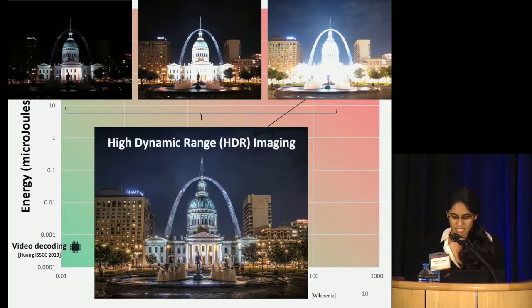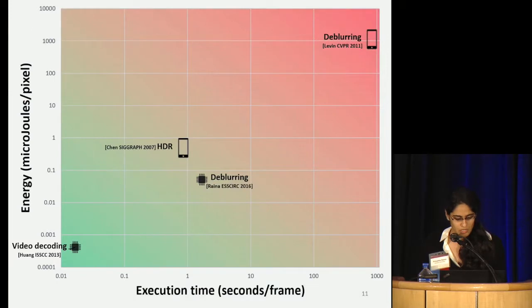Similarly, you have other applications. For example, another application that I've worked on is high dynamic range imaging, which is basically a method to enhance image quality by combining images which have been taken with different exposures together into one single image. If you do a mobile implementation of this, it lies somewhere over here. But with a dedicated accelerator, you can bring it down all the way deeper into the green region.